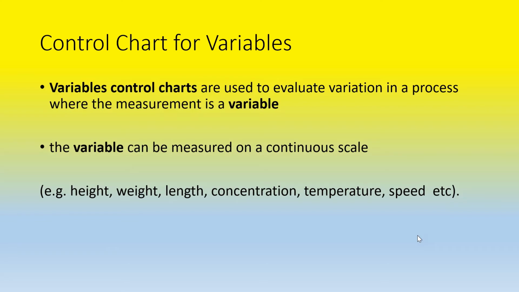The variable can be measured on a continuous scale. For example, height, weight, length, concentration, temperature, speed, pressure. These are all things we can measure on a continuous scale. This is the reason we can draw these using the control chart for variables technique.